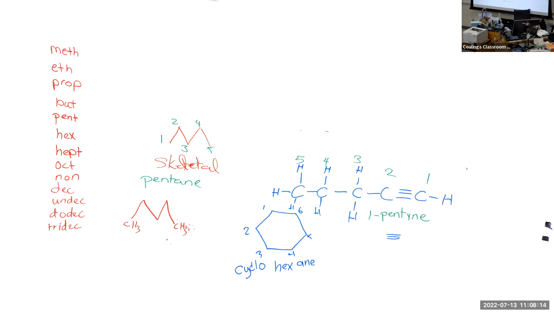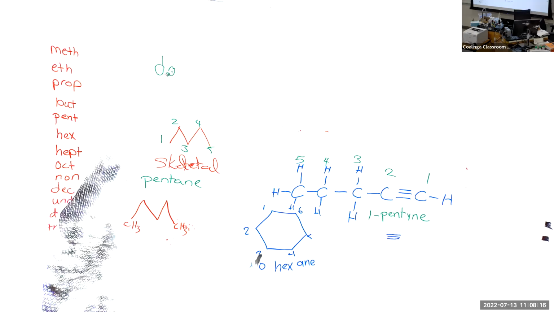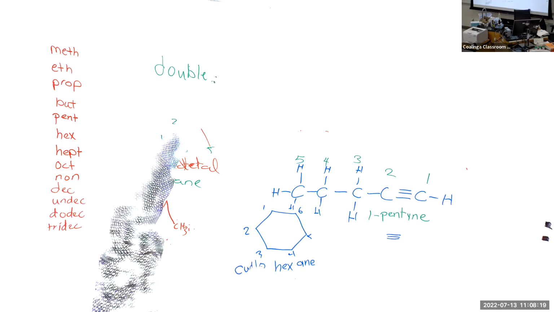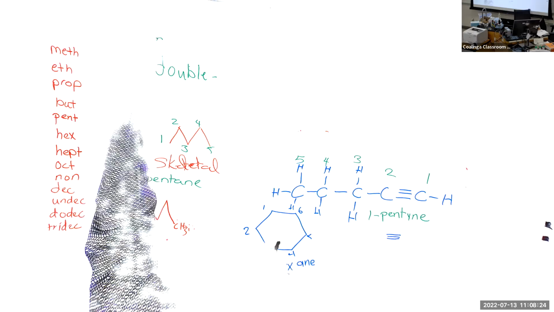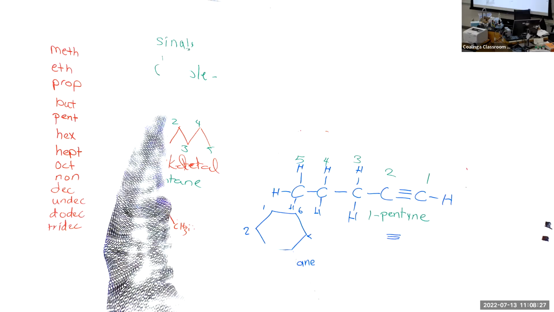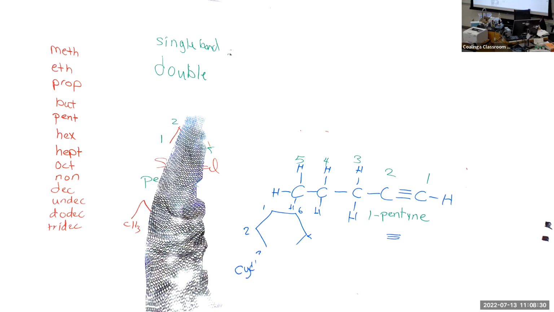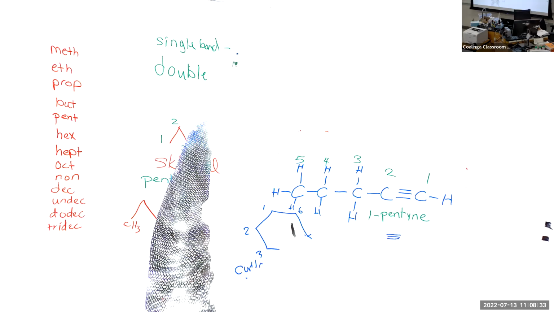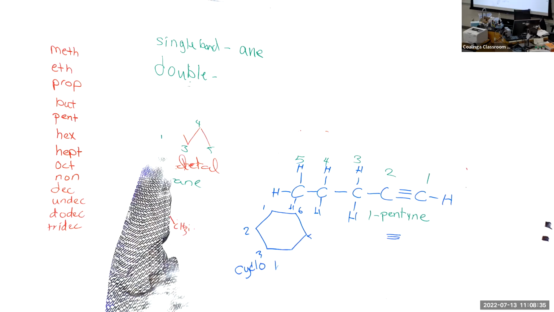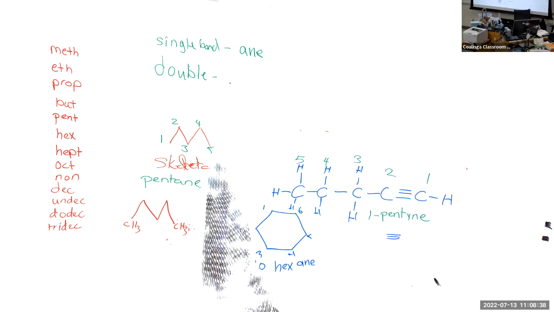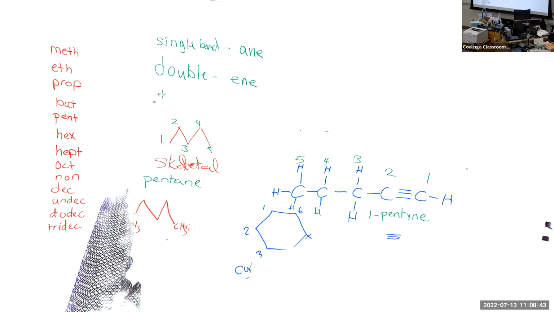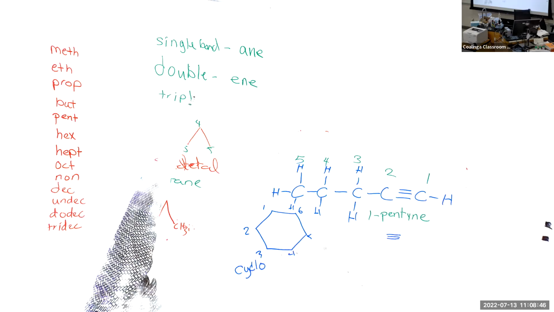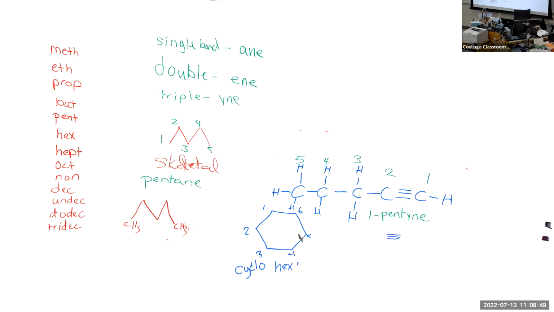So if it's a double bond, we end with ene. If it's all single bonds, it's ane. Double bond, ene. And then triple bond, yne.